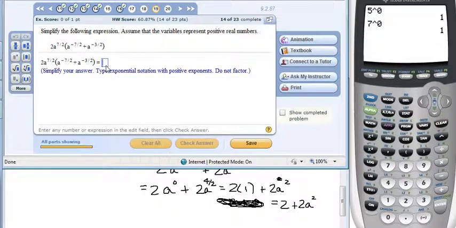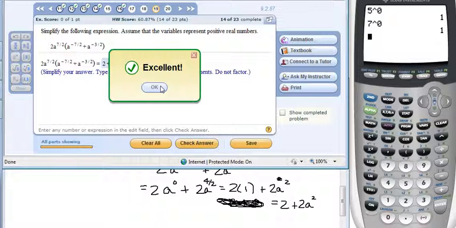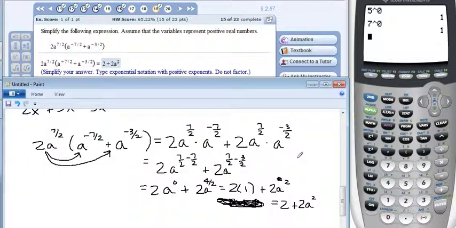Why do I make mistakes? Don't you hate when you make mistakes? I better check it, and I probably have to go back and fix it. No, I did fix it. But yeah, I just dropped my a here. I forgot to write it in right there.